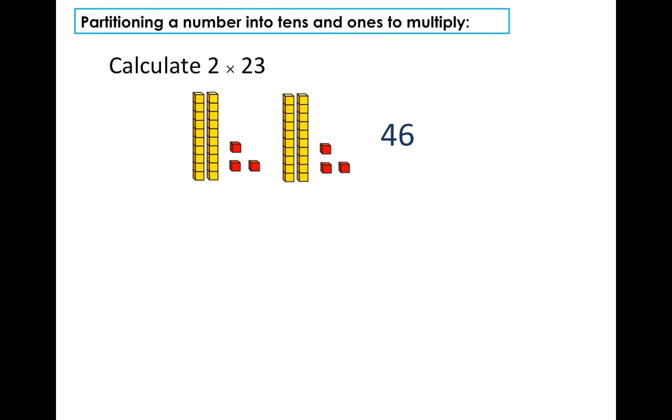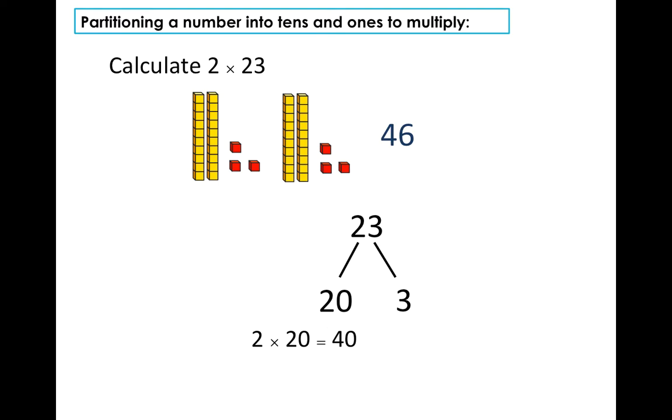So to help me, I'm going to show you a way that we can do that mentally in our heads, okay? So I'm going to partition 23 into tens and ones. So how many tens are there in 23? There's 2 tens, which would give me 20, and there's 3 ones, which is 3, okay? Now, what I'm going to do next is multiply my single digit, which is 2, times my tens, which is 20. So I'm going to do 2 times 20, which gives me 40.